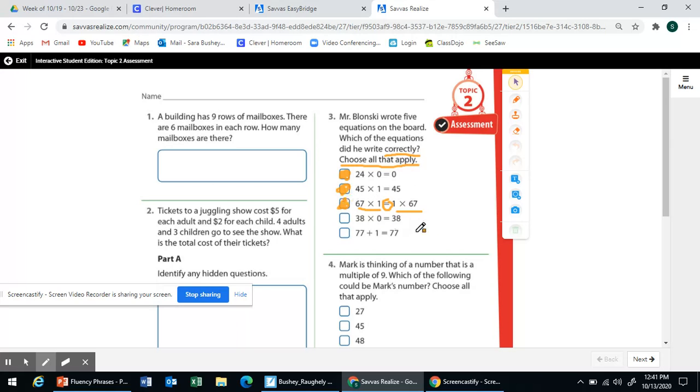Absolutely. So I'm going to go ahead and give you 30 seconds to answer the last two equations. Remember, if they are written correctly, you will color them in. If they are wrong, you will leave them blank.